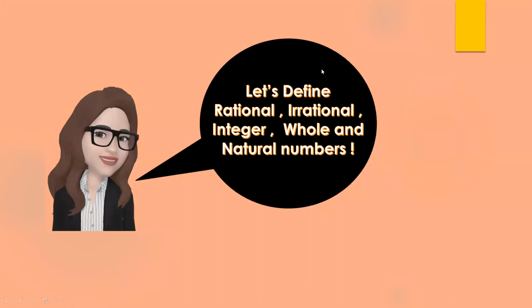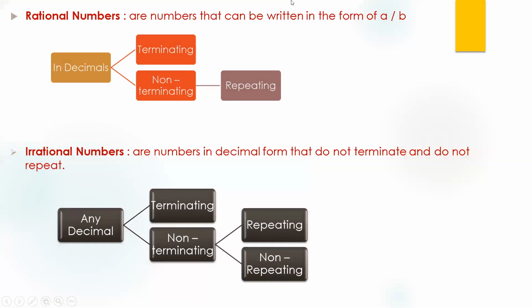So let's define now the rational, the irrational, the integers, the whole, and the natural numbers. Rational numbers, as I said before, are numbers that can be written in the form of a/b. If you see a number and you can write it as a numerator over a denominator, integer over integer, like 3 over 5, 1 over 2, 3 over 1, 1 over 3, 3 over 100, and so on, this will be a rational number. What about the decimal numbers?